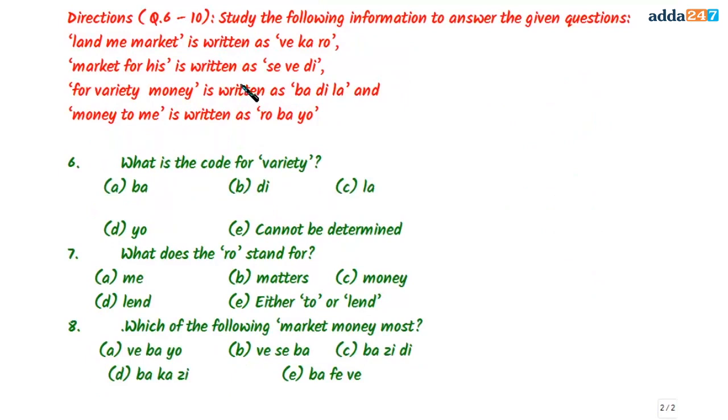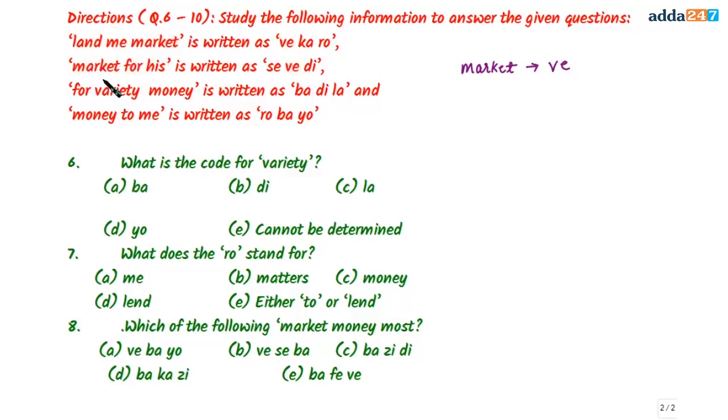Let's do question numbers 6 to 10. Study the following information to answer the given questions. So here we have some sentences and we have the codes for them. Let's make a key. So the first sentence is land ME market, and then we have market for this. Between the two the common word is market. And here we have the codes. In the codes we can see that the common word is VE. So that means market here will stand for VE.